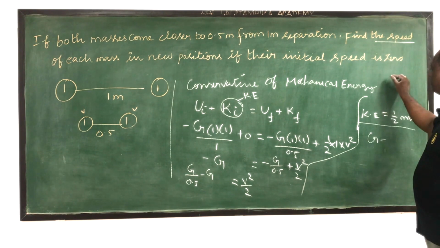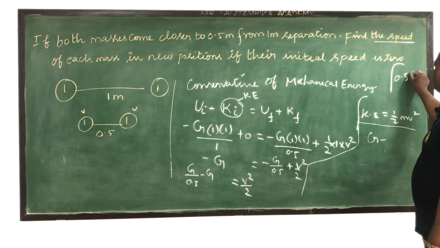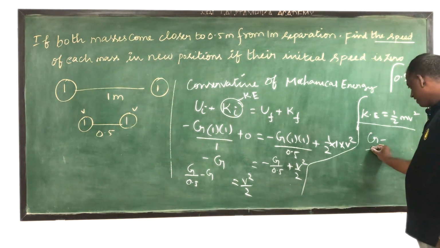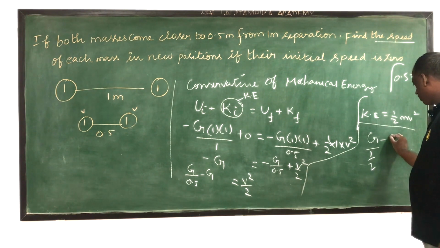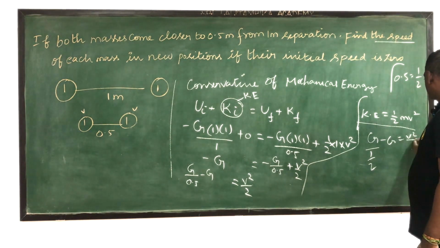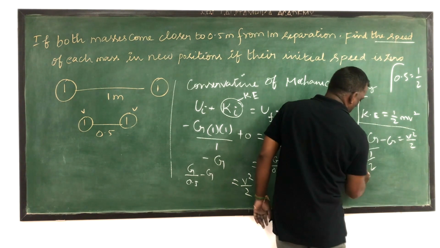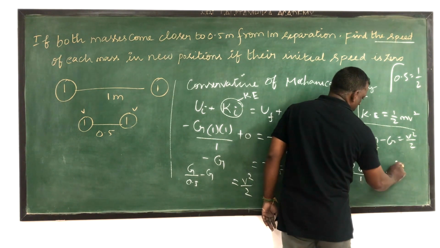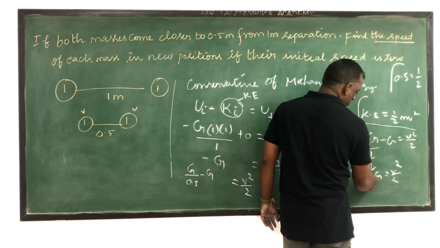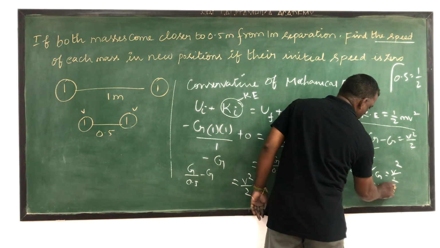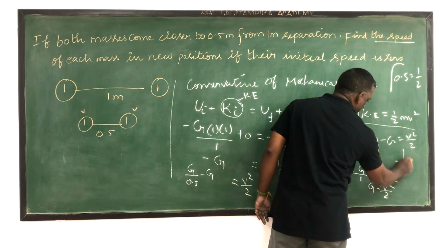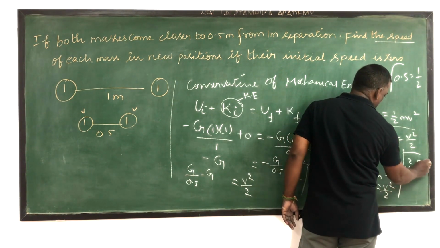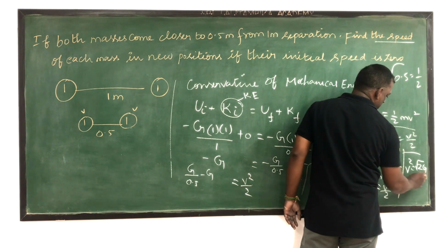So in the 0.5, how can we solve it? 0.5 is equal to 1 by 2. The value of 0.5 is 1 by 2. So I can write 1 by 2 minus g is equal to v square by 2, or taking the reciprocal, 2g by 1 minus g. That is 2g minus g, g is equal to v square by 2. Or we can write v square is equal to root of 2g.